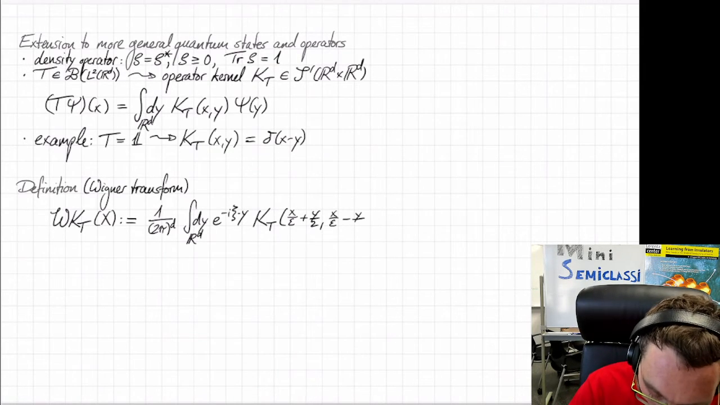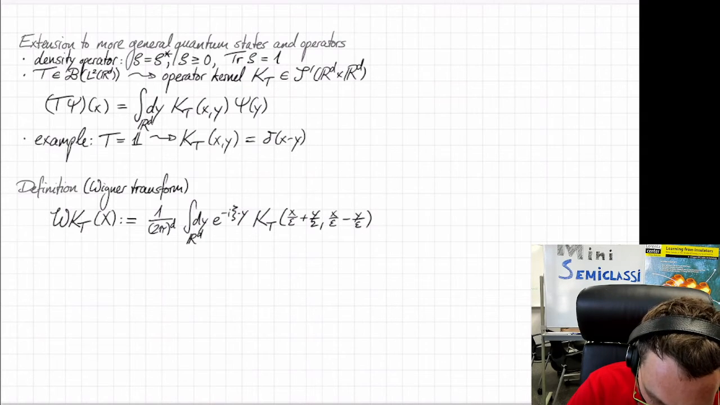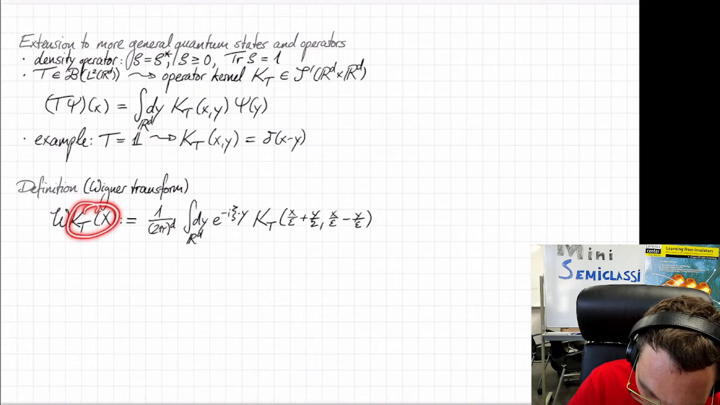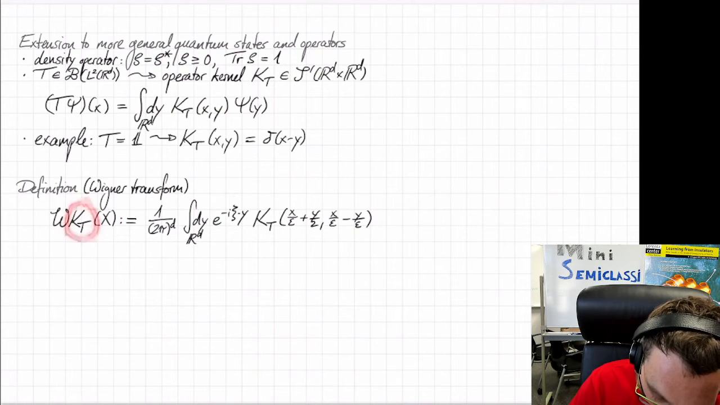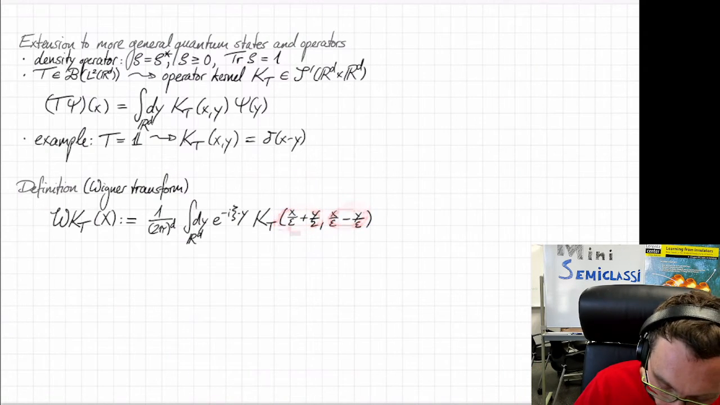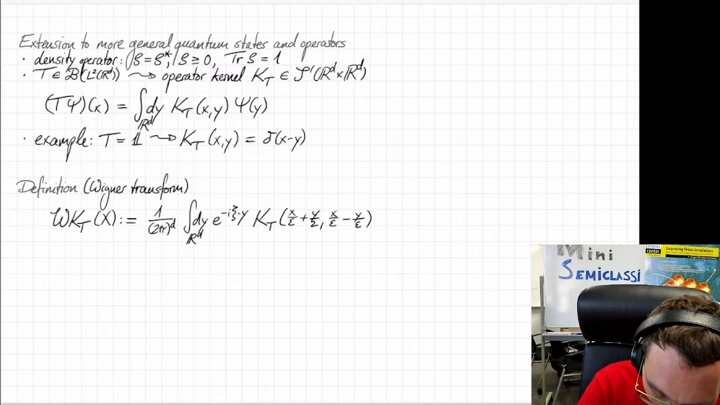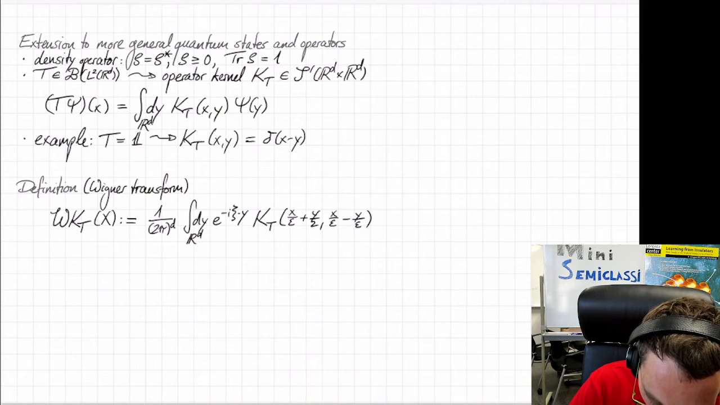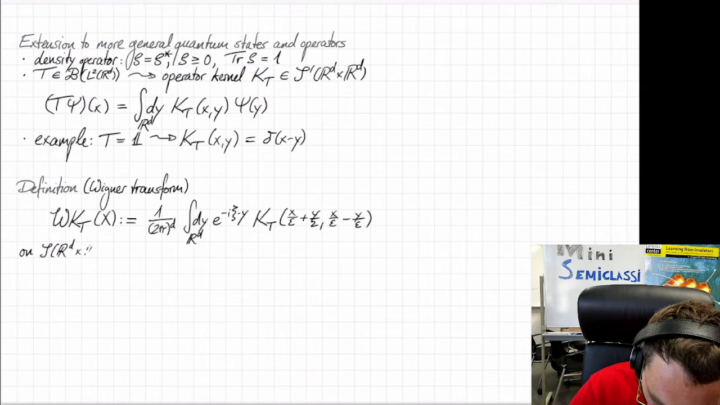And of course, initially you can define this for operators whose kernels are Schwarz functions, but then you again see there's a linear invertible coordinate transformation and a Fourier transform. So this extends nicely also to tempered distributions. So that's why, let me just write, S of R^d times R^d, or S prime of R^d times R^d.